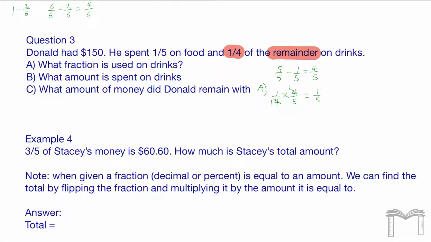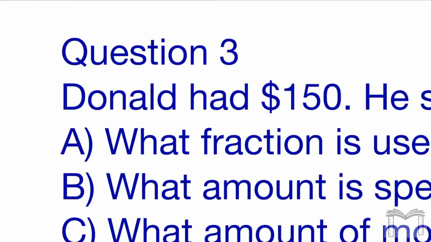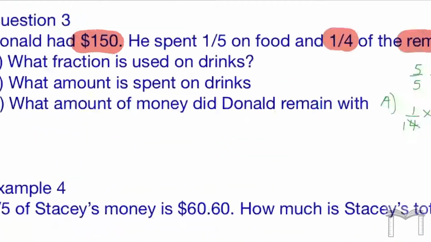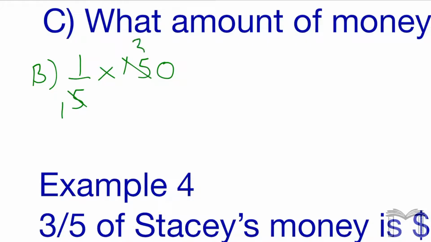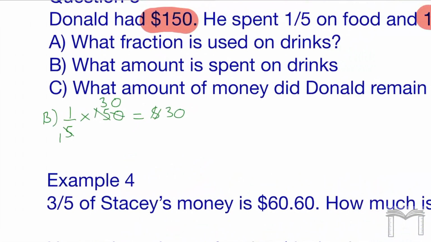Part B. What amount is spent on drinks? We know that he had a total of $150, so we're going to find 1/5 of $150. 5 into 5, 1. 5 into 15, 3. Put back the 0. 1 times 30 is 30. That's $30. So $30 was spent on drinks.